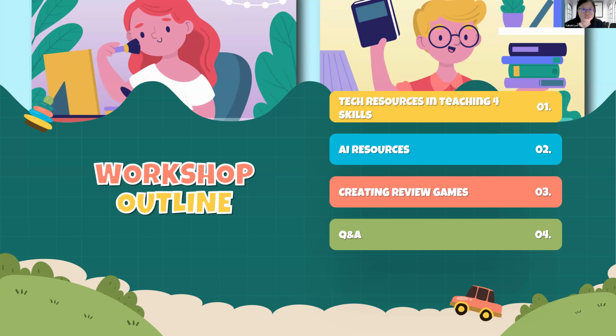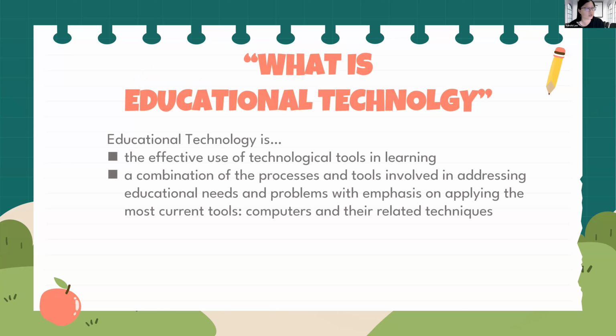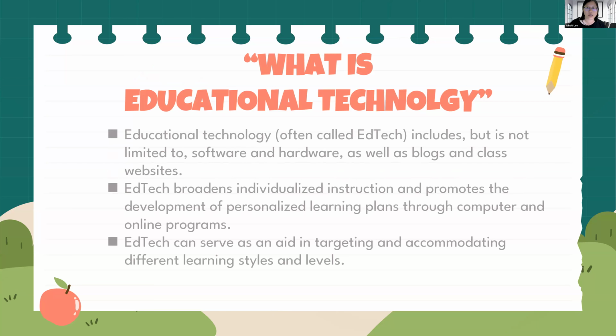Okay, so first of all, just a very quick talk about what is educational technology. As some of you already know, it is the effective use of technological tools in learning. So it's talking about the different processes and tools we use to address the students' educational needs and problems. So basically, it's using a lot of technology, lots of computers out there to address students' needs. Okay, and as we already know, educational technology, we often just say EdTech for short. So it serves as an aid in targeting and accommodating different learning styles and levels.